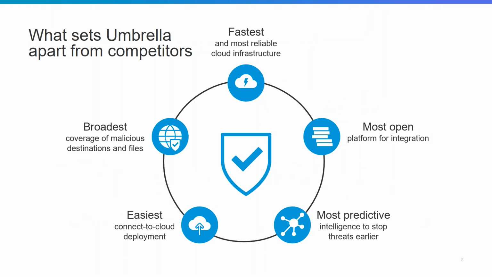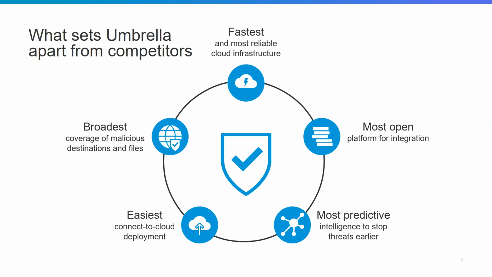So what sets Umbrella apart from the competitors? Fastest, most reliable cloud infrastructure. In terms of deployment, definitely the easiest to configure. Simple DNS, just add in the DNS. What else? Most open platform for integration, third-party integrations, great. They have a custom API as well for any additional integration that you require to feed in that data.